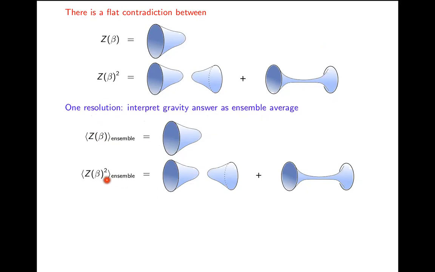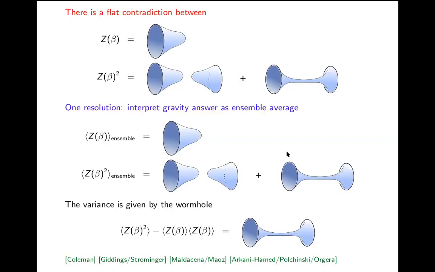And now there's no problem with factorization, because the ensemble average of Z(β)² doesn't have to be exactly the square of the ensemble average of Z. So there's no contradiction for the fact that we have an extra wormhole contribution here in the second line. And in fact, what the wormhole contribution is computing for you is just the variance of Z(β) in whatever ensemble gravity is describing. So the wormhole computes the expectation value of Z(β)² minus the square of the expectation value. And so these ideas, yeah, please.